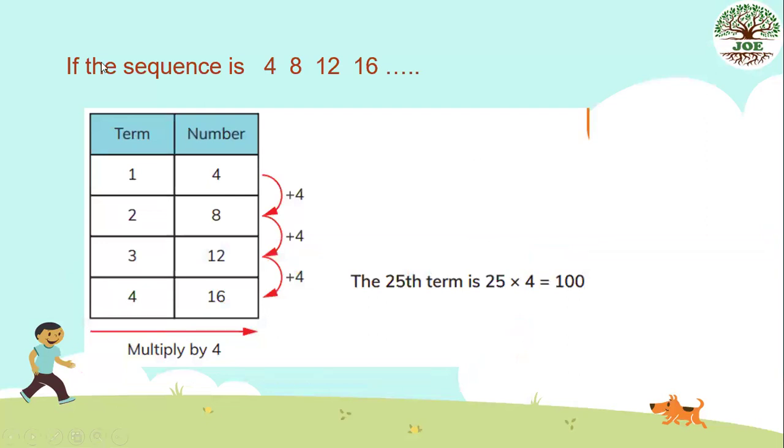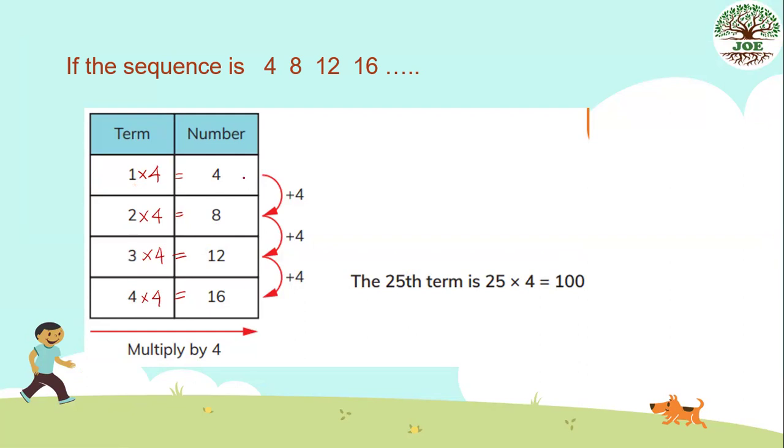So this is an example. If the sequence is 4, 8, 12, 16, okay? So we make a table like this, term and number. There are 4 terms, 1, 2, 3, 4. Numbers are 4, 8, 12, 16. So term 1, meaning first position, the number is 4. We can do 1 times 4, 1 can be 4. And this way, 2 times 4, we get 8. And 3 times 4, we got 12. And 4 times 4, we got 16.